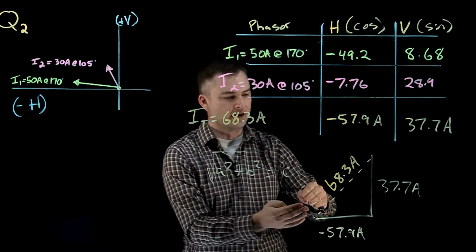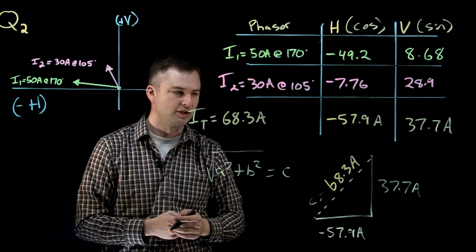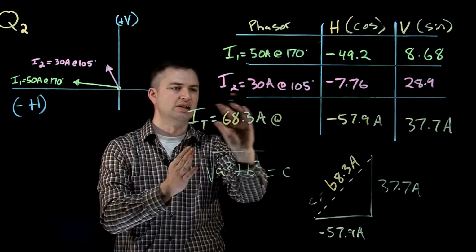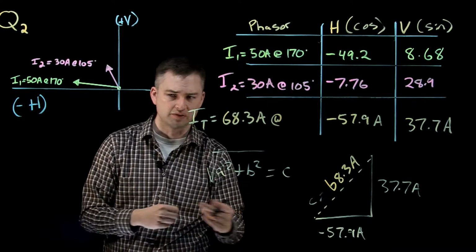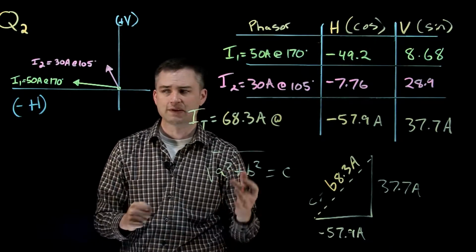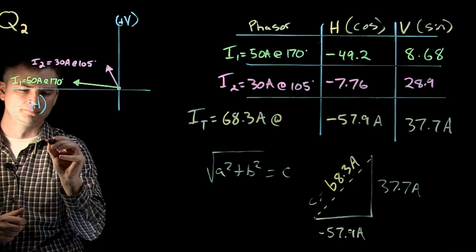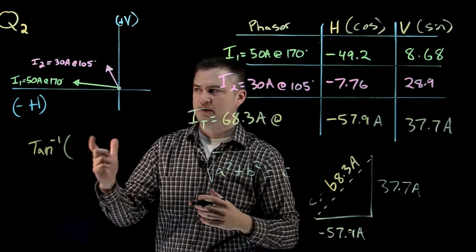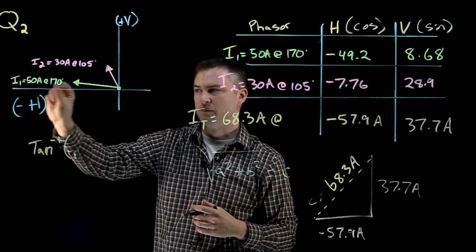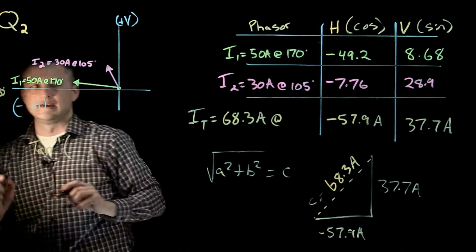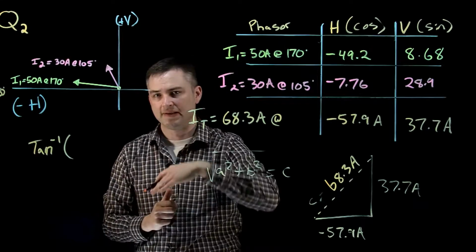Our length is 68.3 amps, and what we've got to do then is figure out at what angle. A phasor is two things, a length and an angle, so we have to solve for the angle. Two things we could do. We can solve it with tan, the arctan. The arctan is going to give us the angle between 180 degrees and our new phasor, and it's going to be a negative.